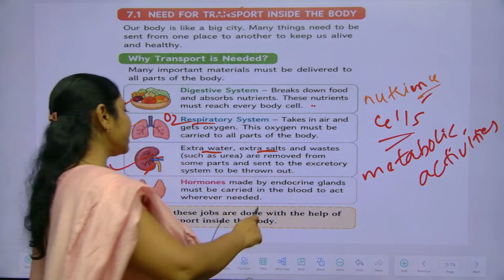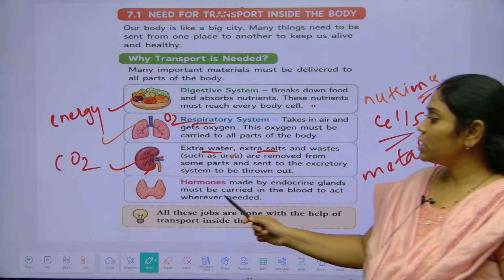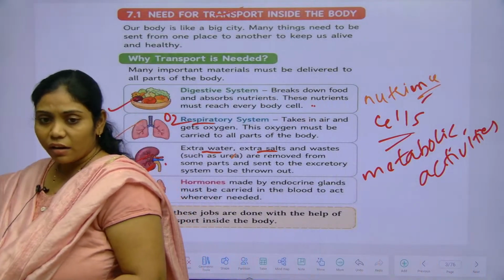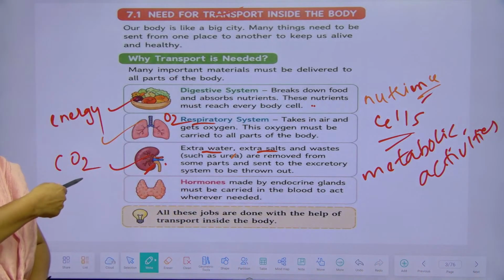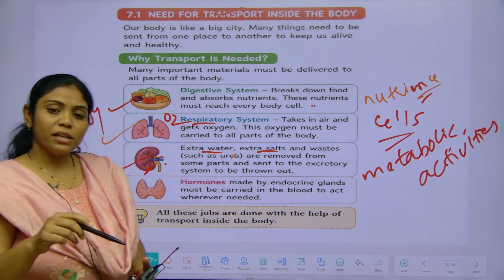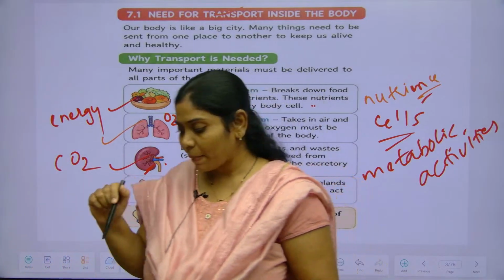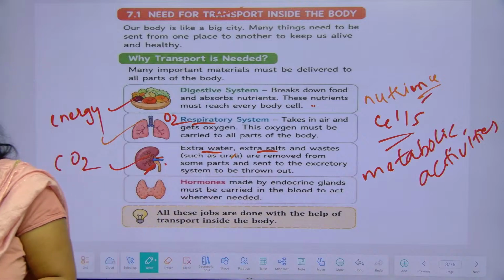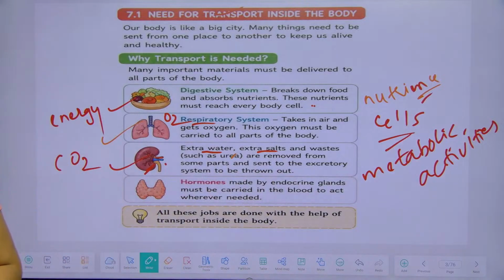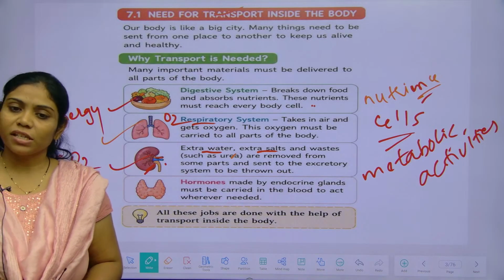What are the waste materials, such as urea, uric acid? Those have to be sent to where? What is our excretory system? It is done by the kidneys, up to the kidney. Not only to the kidney, some waste products have to be taken to the liver. What is happening in the liver? Detoxification takes place. And also, have you seen sweat? Sweat is also one of the waste substances.